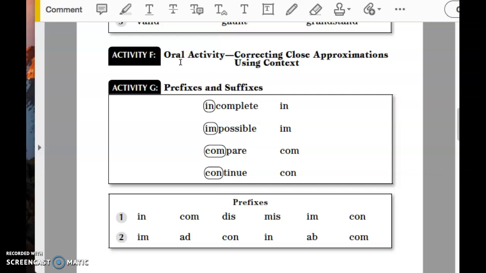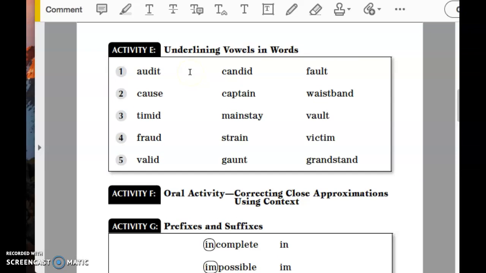The next word is astronaut. What word? Astronaut. The astronaut went into outer space. We would say astronaut, right? Astronaut. Perfect.